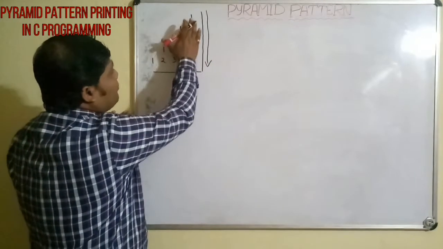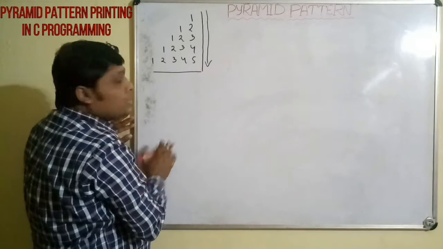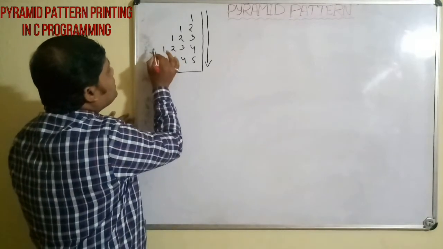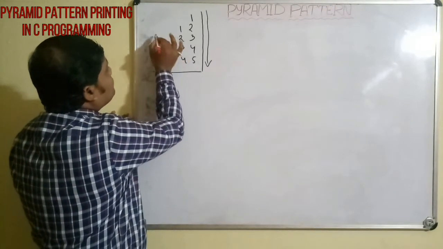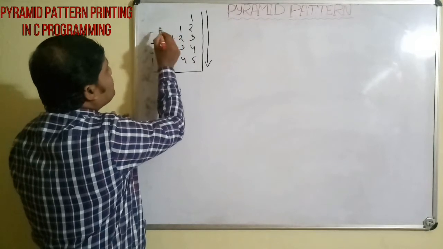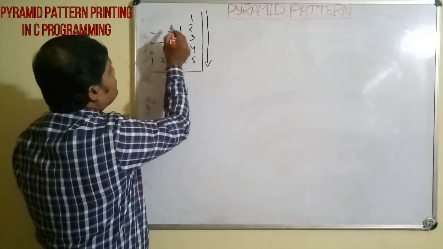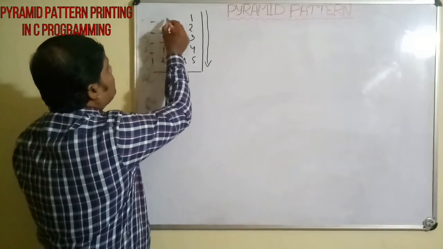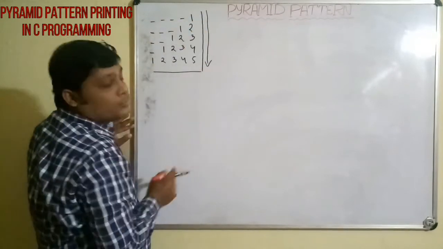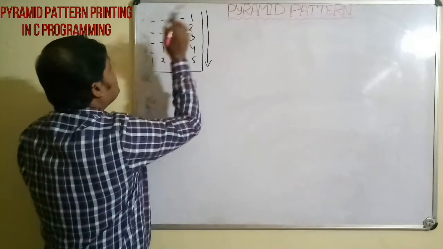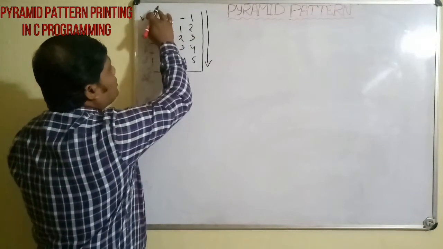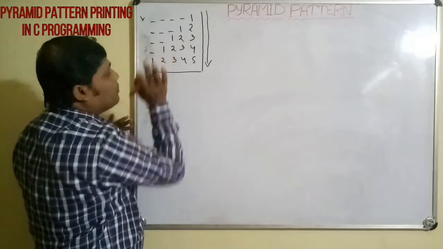Here, before printing the numbers, you can see there are multiple spaces. These are the spaces. Then the numbers 1, 2, 3, 4. This is your line 1, this is line 2, line 3, line 4, line 5.